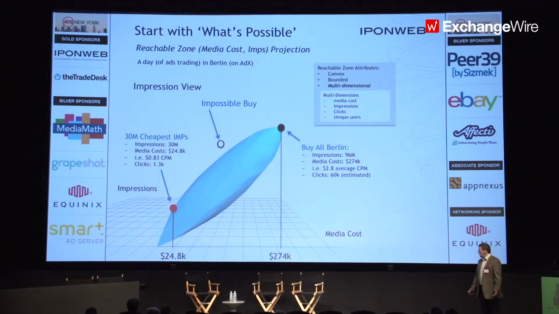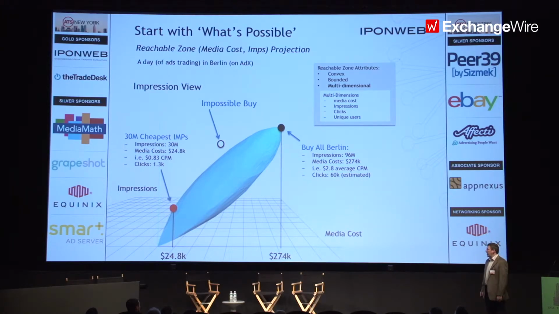Now, the first thing, you must understand what is possible. Not what you achieved as a result of running this campaign, but what was possible before you even started. So let's take, again, a specific example. We spent a single day trading media in Berlin and on AdX. All possible outcomes of this trading are captured with this reachable zone, this thing in blue.